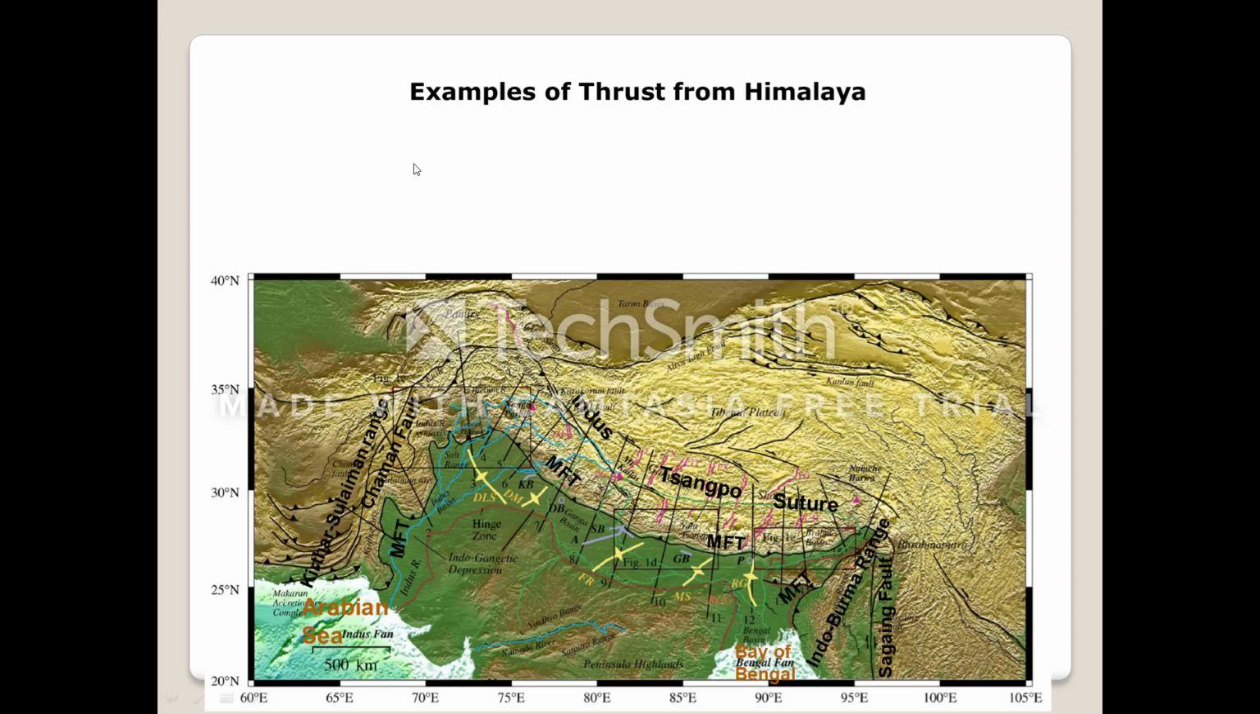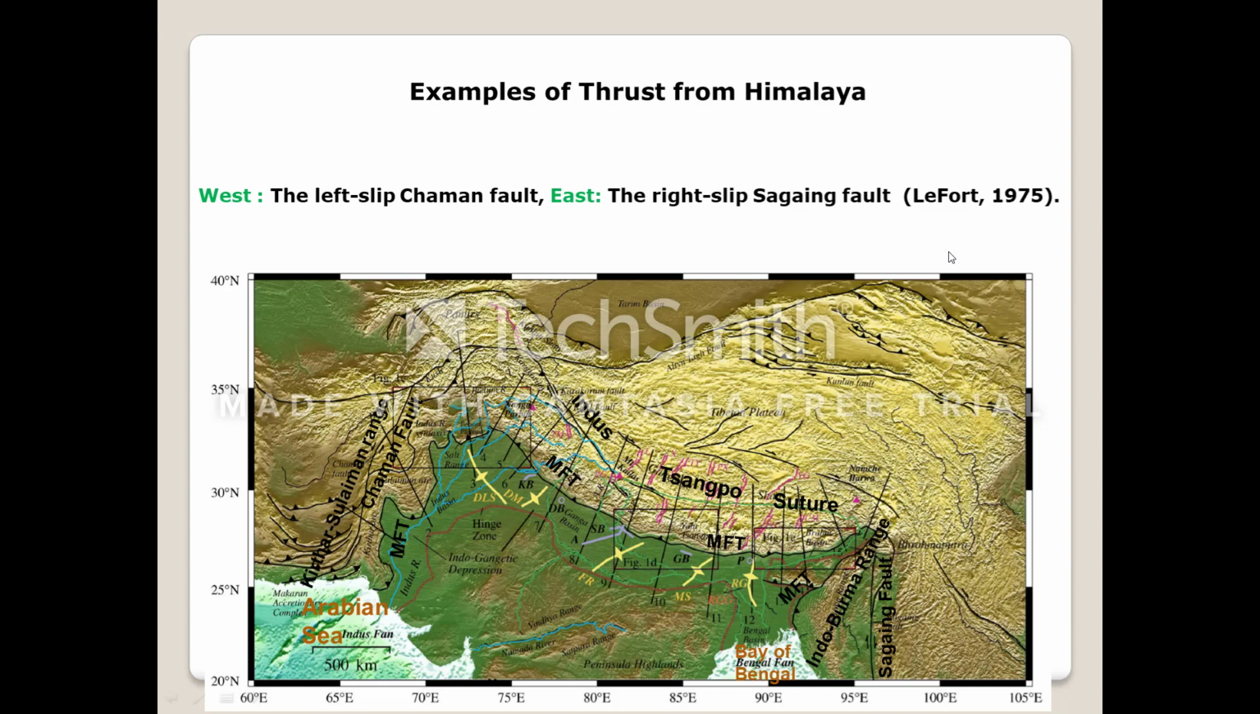Then we have some examples from Himalaya also. In Himalaya, we have two major strike slip structures, one in the western region as well as one in the northeastern region. So in the western region we have the Chaman fault here. This Chaman fault marks the boundary between the Indian plate and the Eurasian plate, and this is a left slip fault as we can see here. This one is moving in this direction and this one is moving in this direction, and we can say this is the sinistral type of movement.